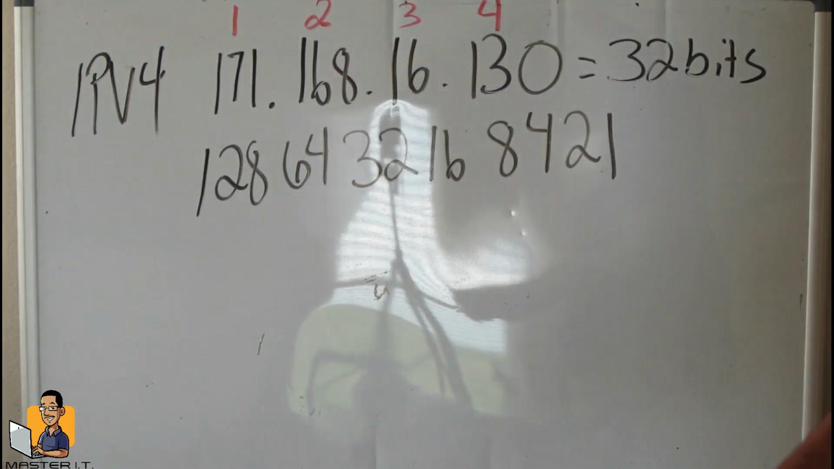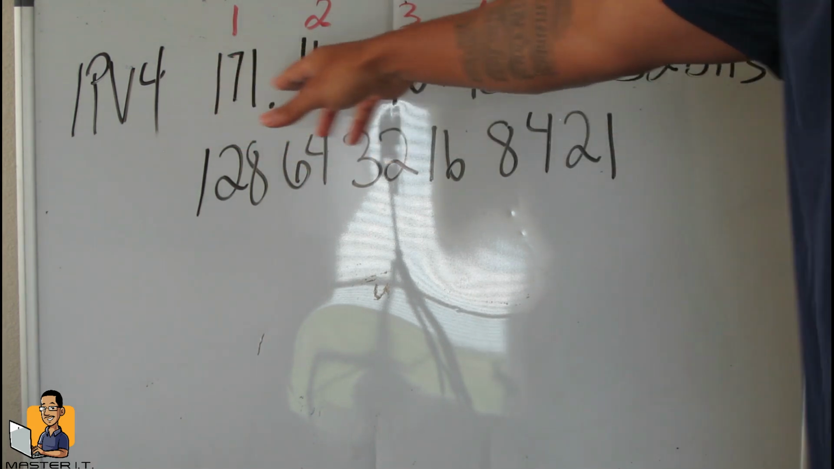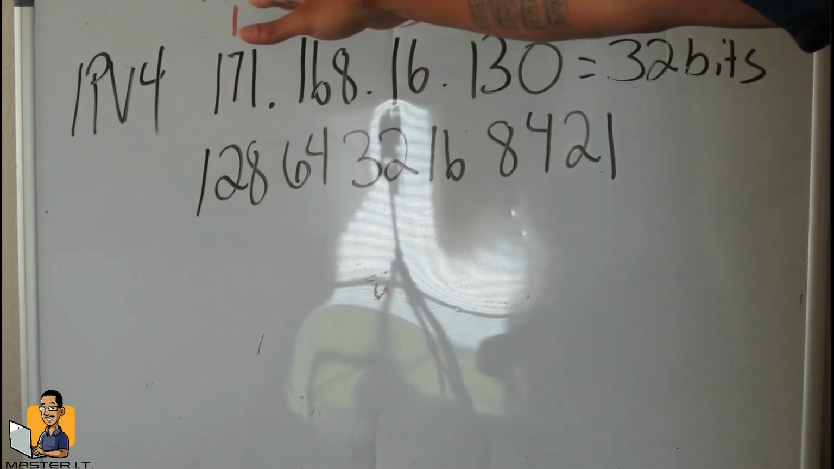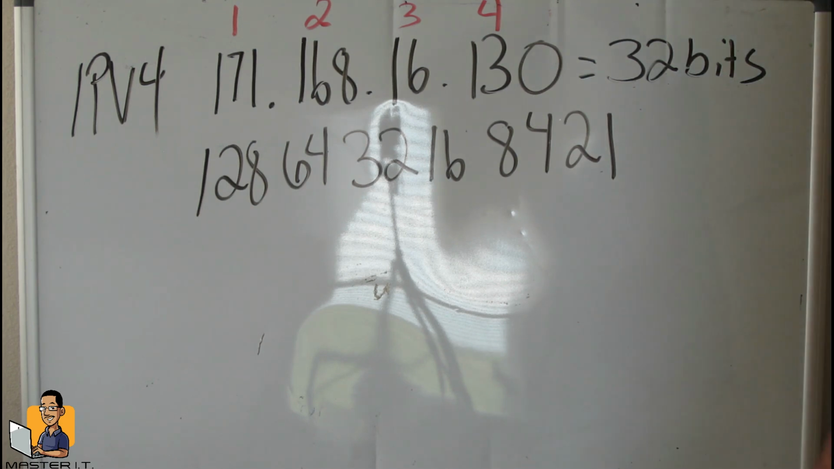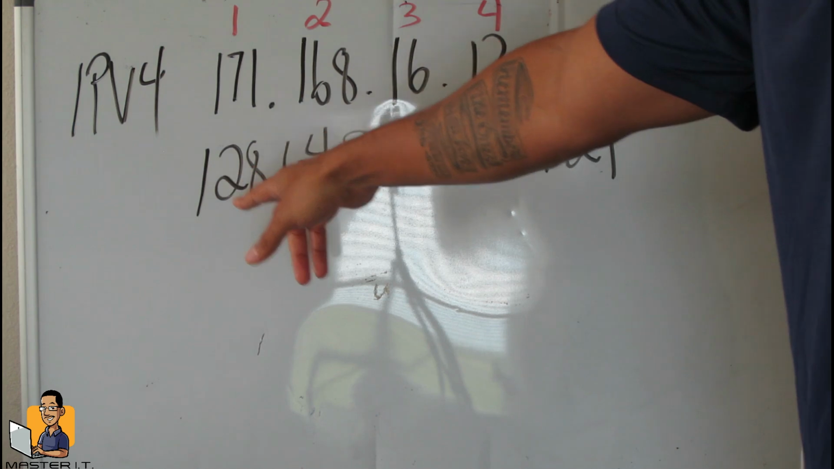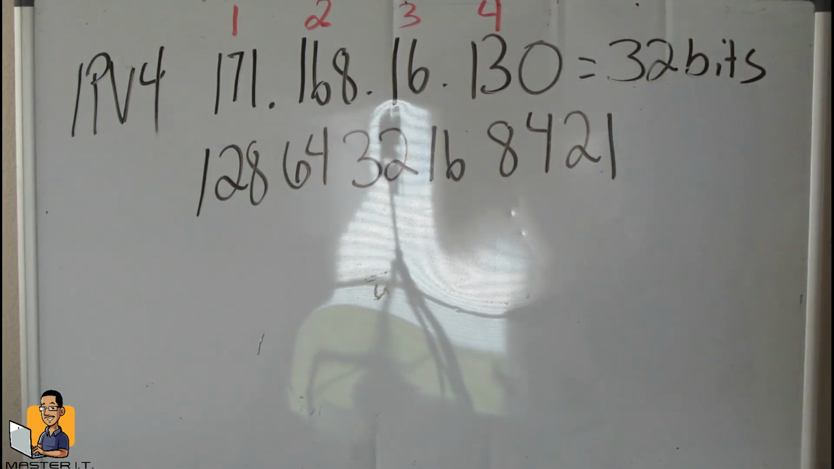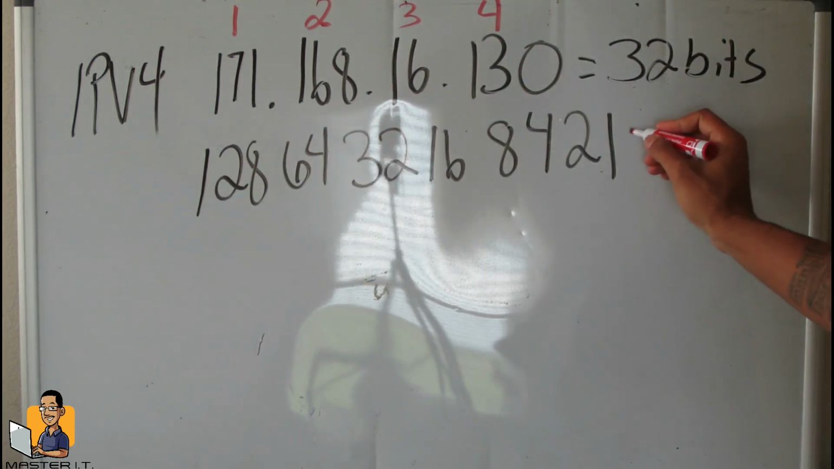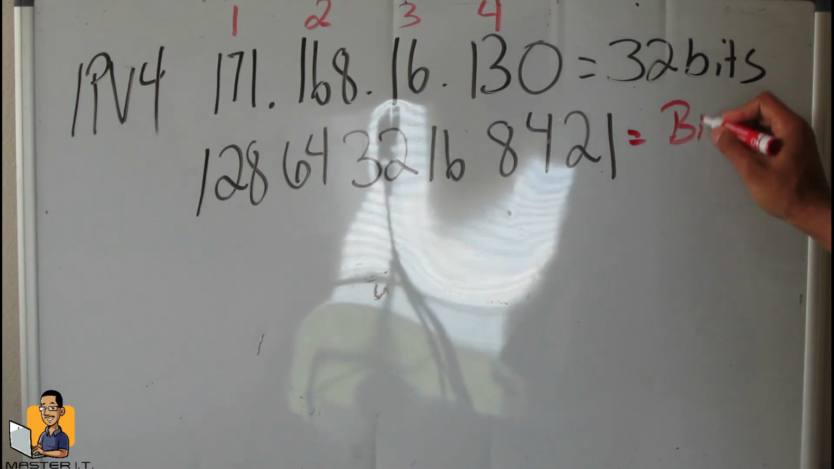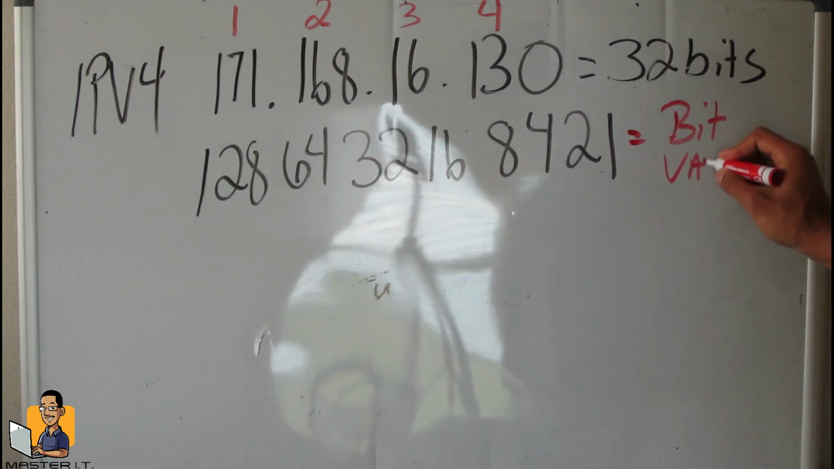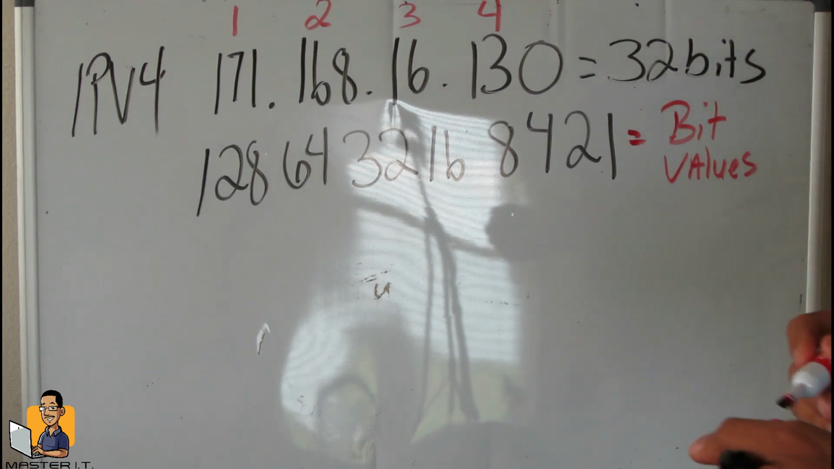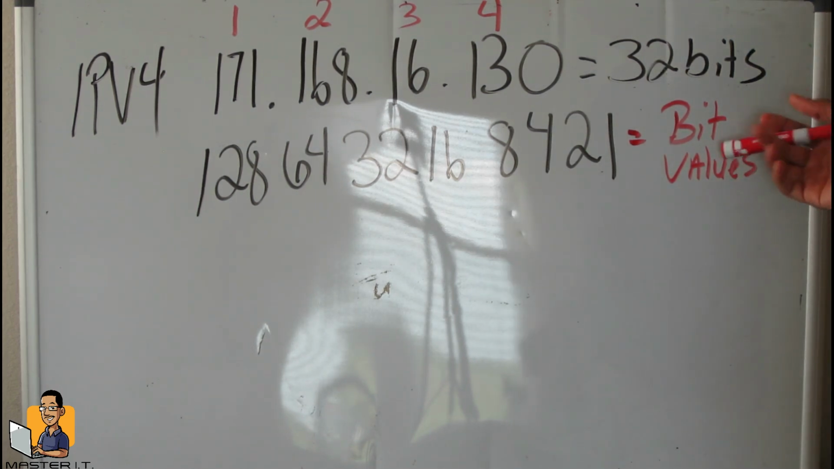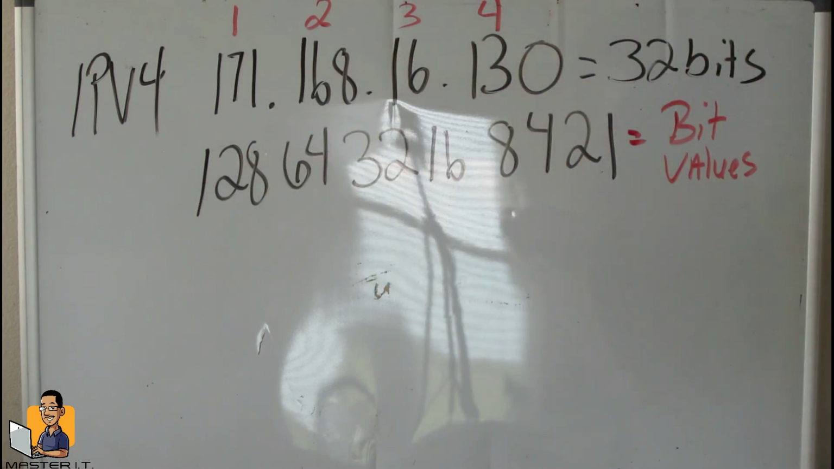So this is the foundation, gang. We got the IP address. We got 4 octets. We got 8 bits in every octet. And each bit has a value. These are the bit values. Commit this to memory. That's super important, never changes. The bit values are always those 8 numbers.